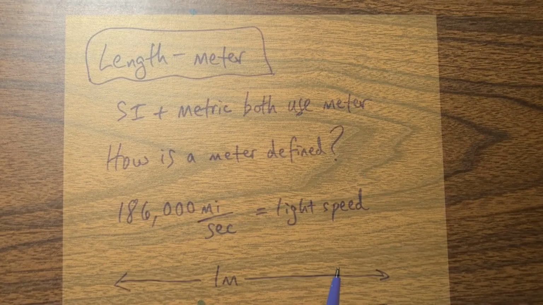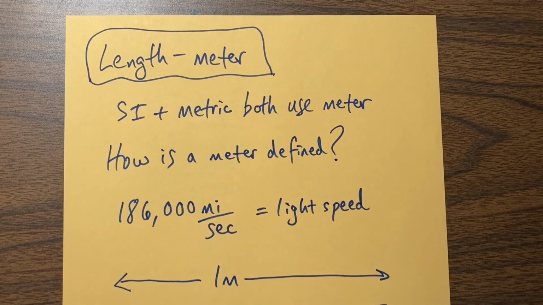The other useful unit is length and volume. Let's continue with our next important base unit, which is length. The SI system and the metric system both use the meter as their base unit. So everything is either a centimeter or a millimeter or a nanometer. All the metric prefixes will be applied to a meter to define length.